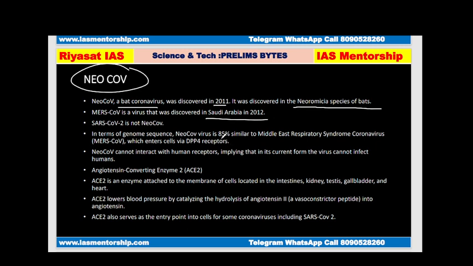Basically, it is 85% similar to Middle East Respiratory Syndrome, MERS-CoV, but not fully. It can interact with human receptors and bind with your ACE2, angiotensin converting enzyme, and then it can harm the body. It can harm the intestine, kidney, testis, gallbladder, heart. It basically lowers the blood pressure, which is why the human body starts to faint. So you need to know, it's a bat coronavirus, first found in Saudi Arabia in 2011.